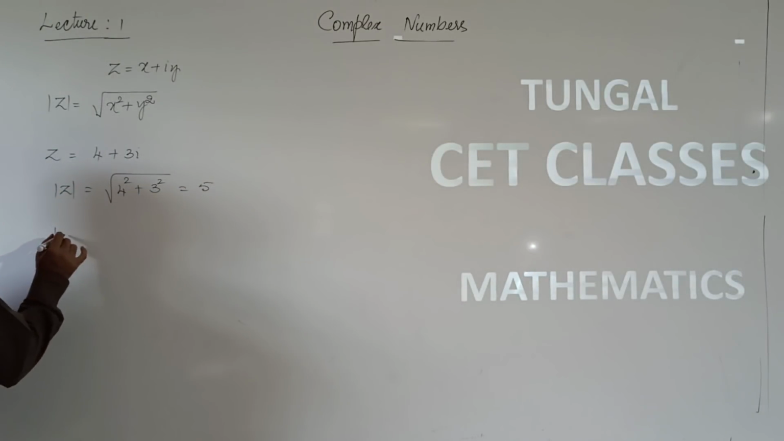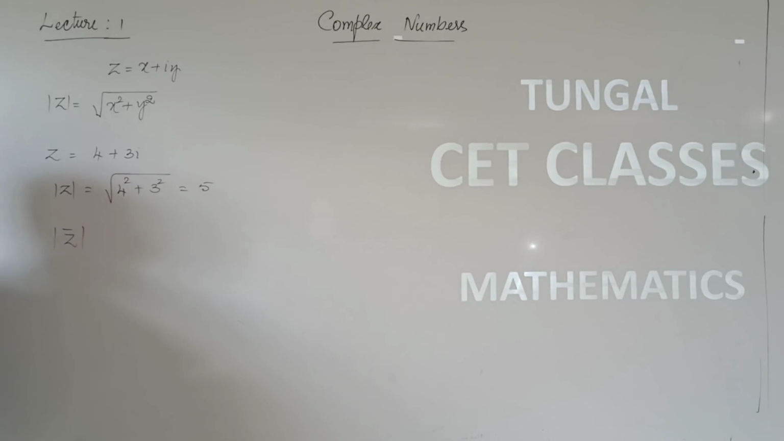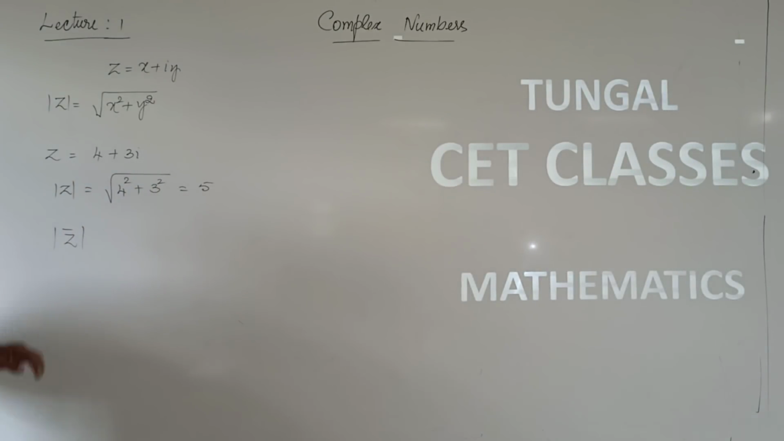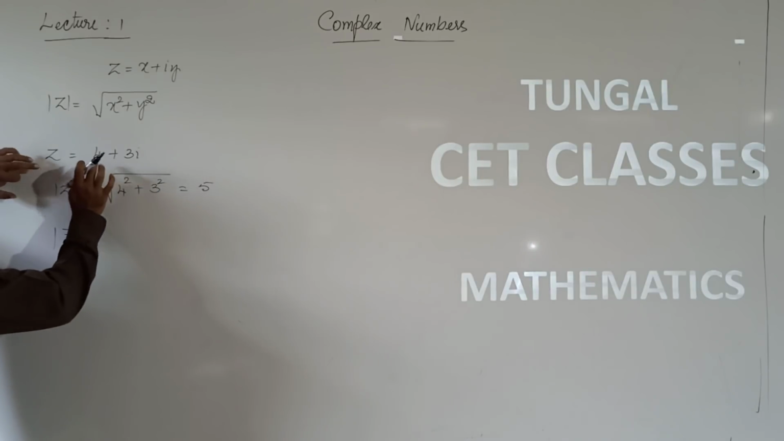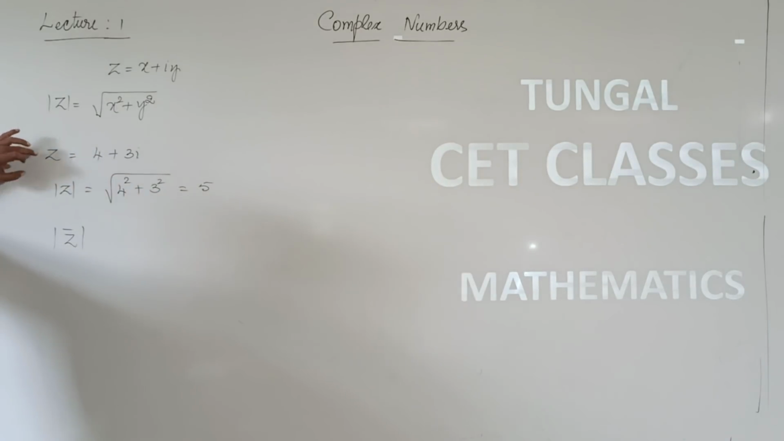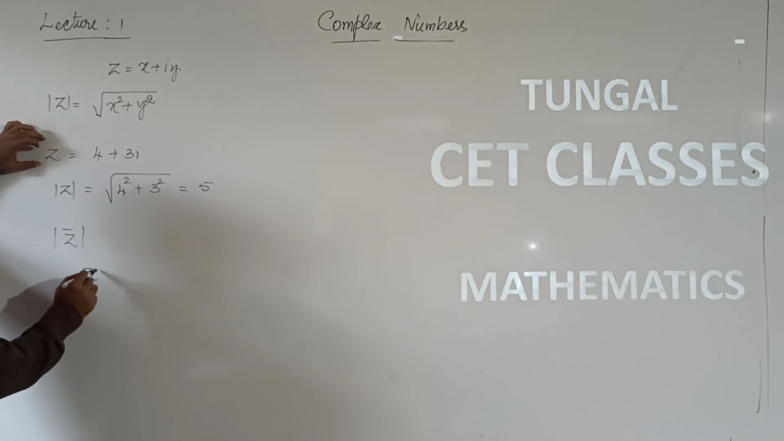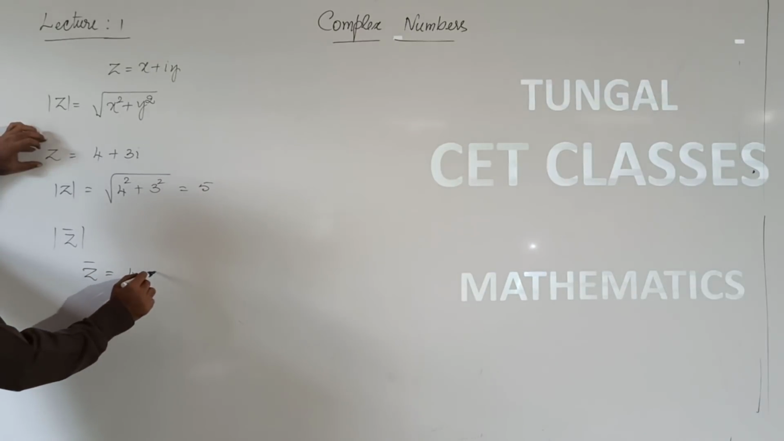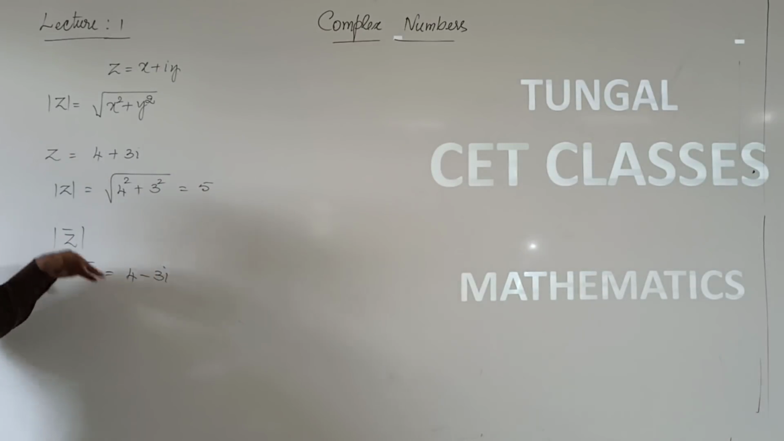Now, mod z is also equal to the modulus of z bar. How is it? Let me explain you. I'll explain by this example. Right? z is equal to 4 plus 3i, we have. So z bar is equal to 4 minus 3i, the conjugate of z.